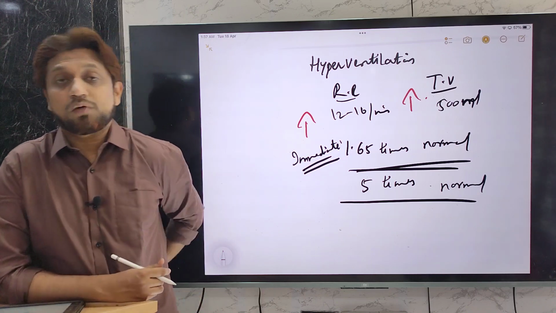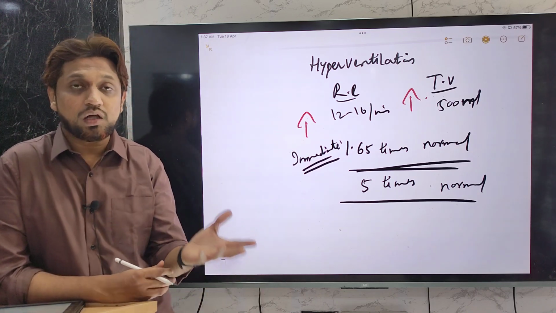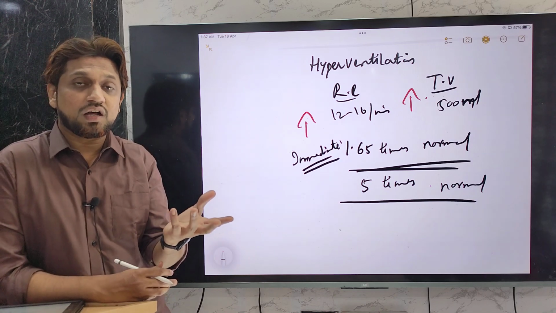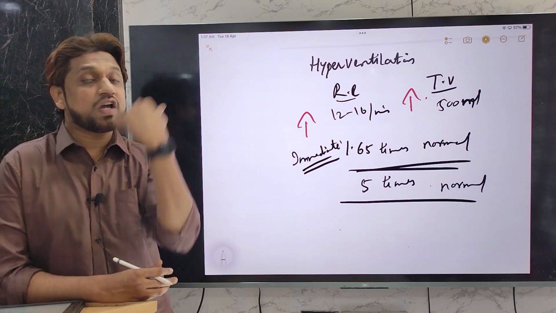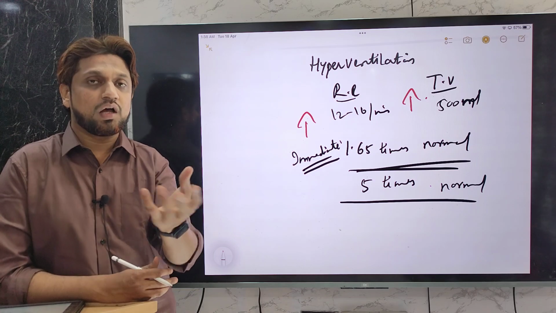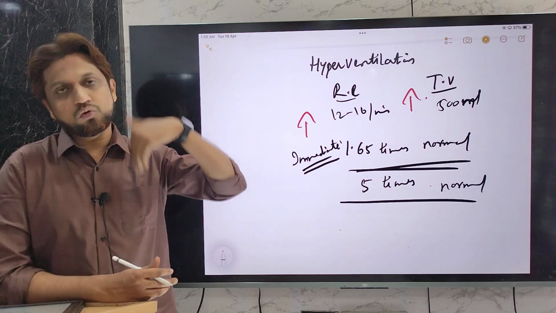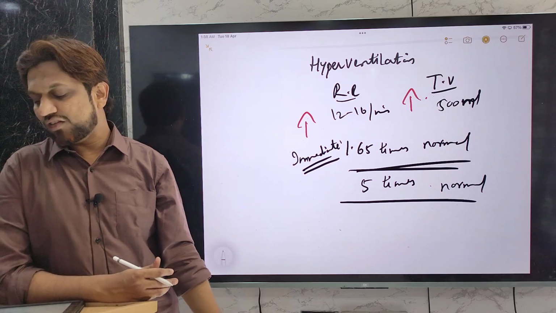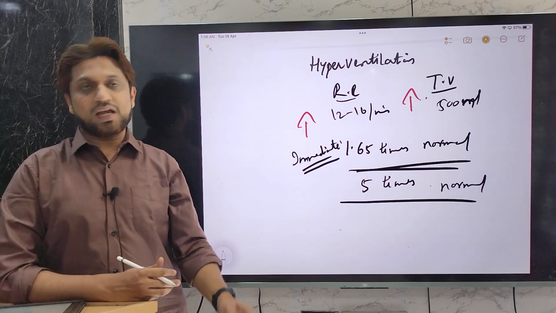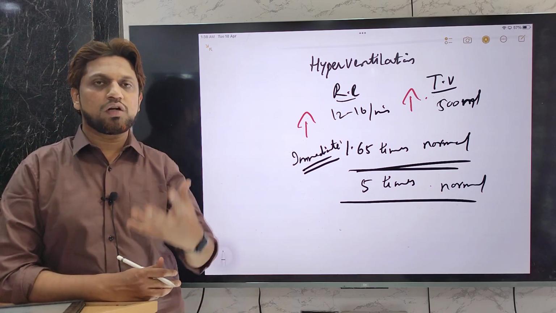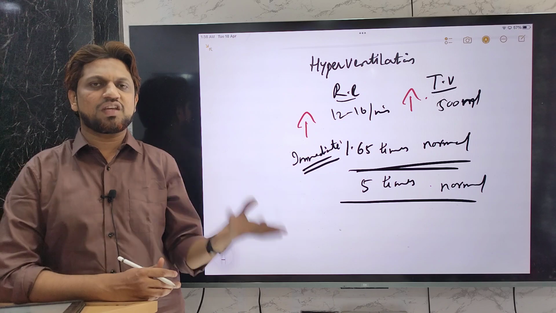Okay, 5 times the normal means, suppose tidal volume is 500 ml, it will increase to 500 into 5, that is 2500 ml of air taken in as inspiration, and 2500 ml taken out as expiration. So what is the mechanism, how will your lungs do this hyperventilation, what are the signals and all?